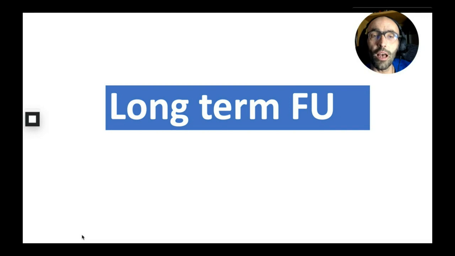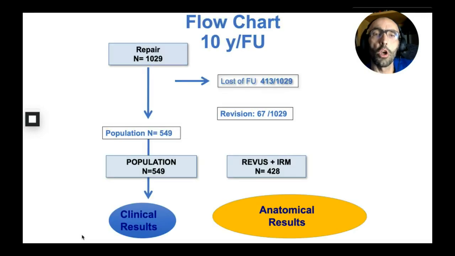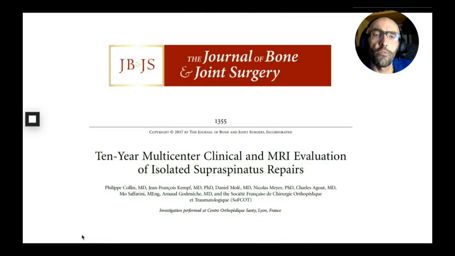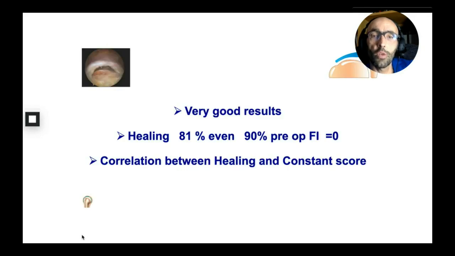So now, what are the long-term follow-ups? We've published our results with more than 1,000 rotator cuff repairs. You can see here the flowchart of the patients. And we've published it in the Journal of Bone and Joint Surgery A. And at 10 years follow-up, the results for isolated supraspinatus tears were good.